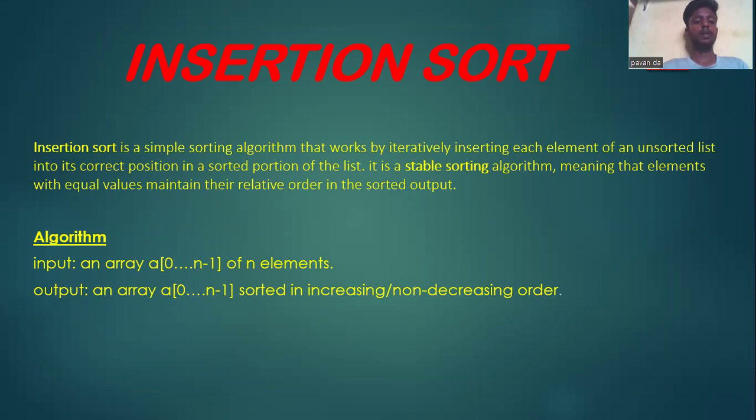And here's the algorithm for insertion sort. Input: an array A[0..n-1] of n elements. Output: an array A[0..n-1] sorted in increasing or non-decreasing order. This means if we give an unsorted list of numbers to insertion sort, it arranges them in increasing or non-decreasing order.